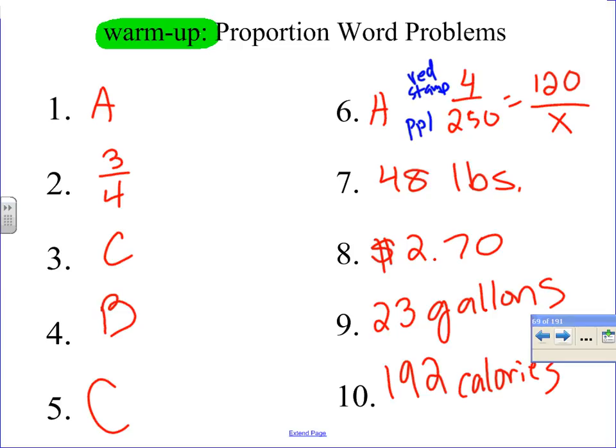Yep. Emma M? Go ahead. You probably just did it in your head. That's fine. 5. Okay, 5, you should have miles and minutes. So did you not know where to start your proportion? Was that the problem? Okay.